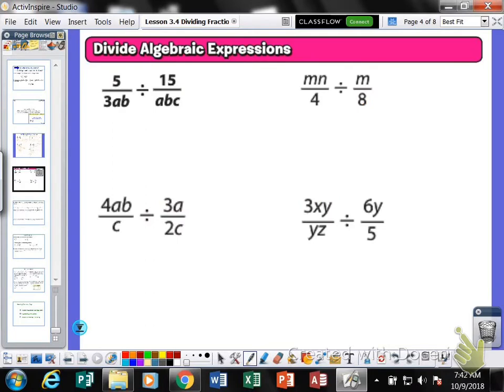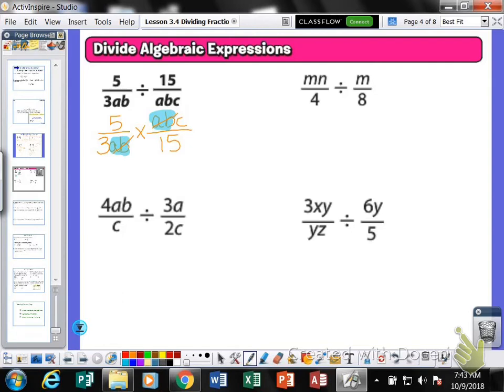What do we do when we have algebraic expressions? Same thing. We just want to look and simplify. So we keep the first one, multiply by the reciprocal. So the reciprocal of 15/ABC is ABC/15. So then again, I'm looking at this. AB in the bottom, AB in the top. So those can eliminate because that would be 1.